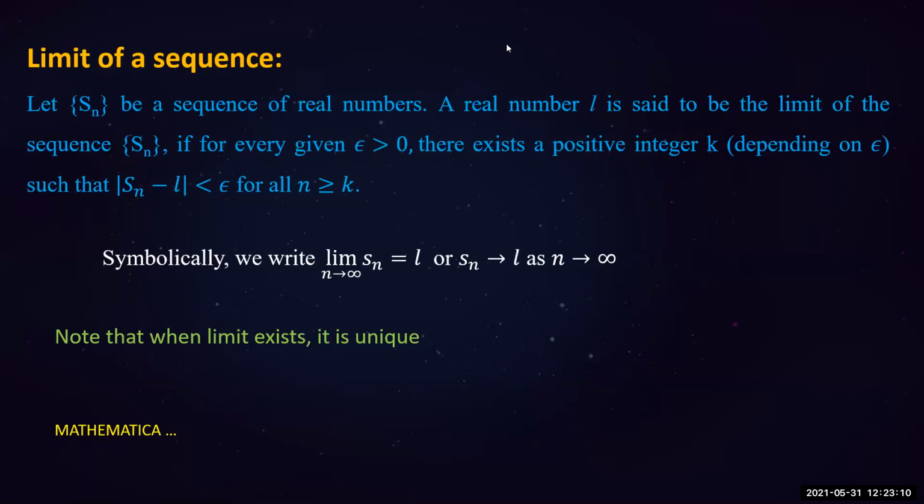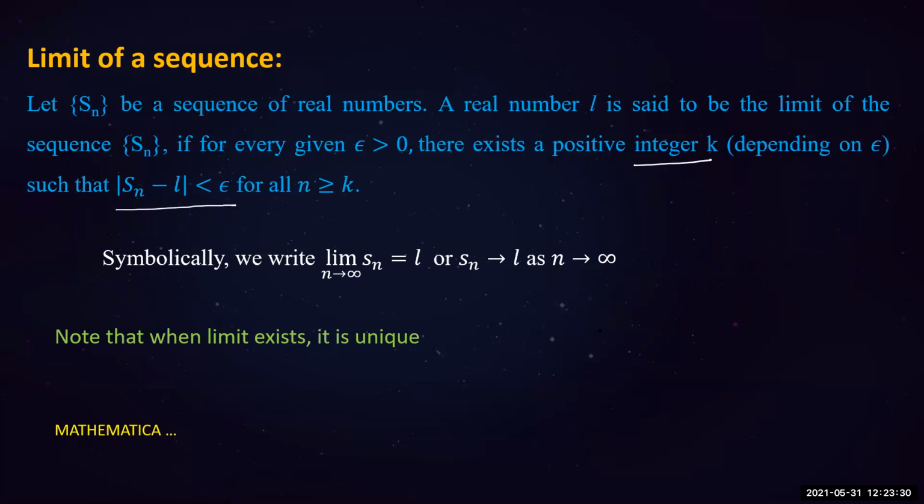Let Sn be a sequence of real numbers, and a real number L is said to be the limit of the sequence if for every given epsilon greater than 0, there exists a positive integer k such that the modulus of Sn minus L is less than epsilon.